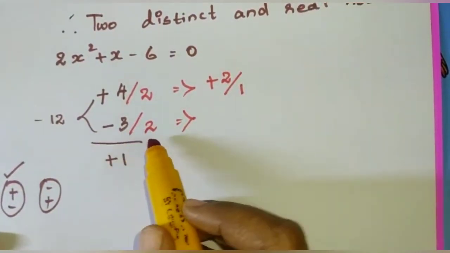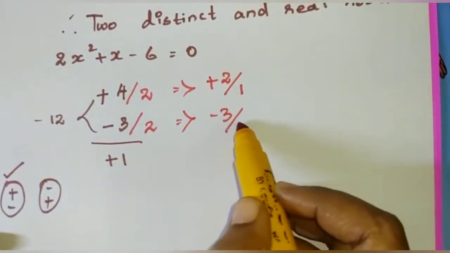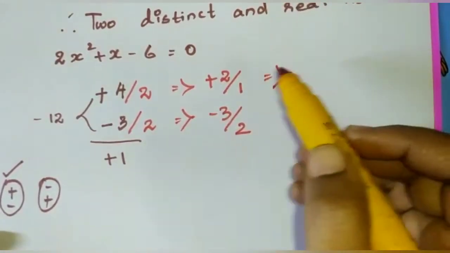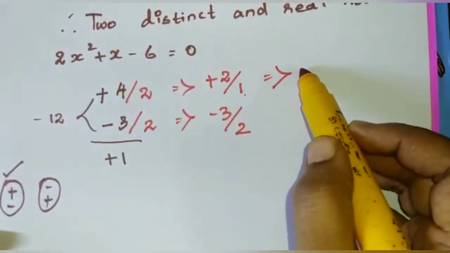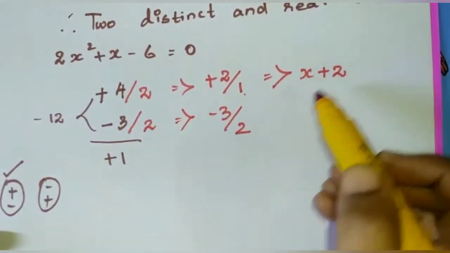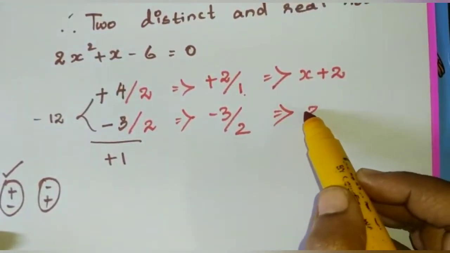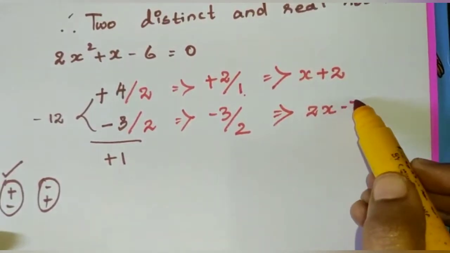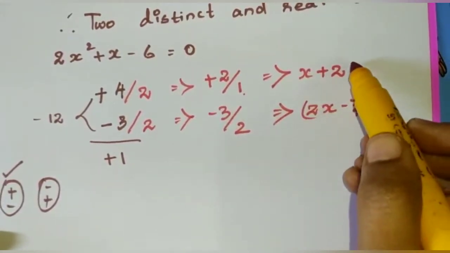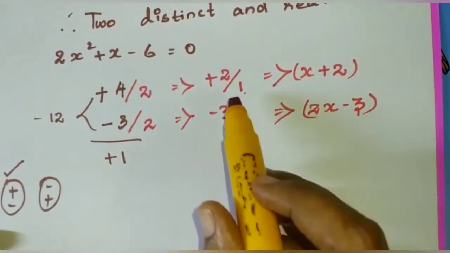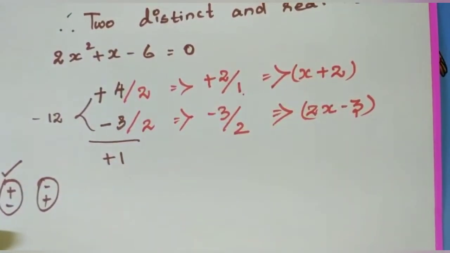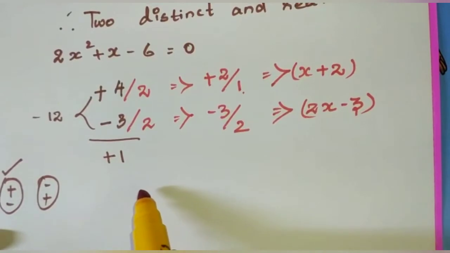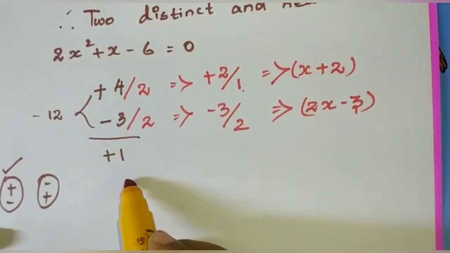We can cancel this one, so write as it is. Now tell me the answer. What variable do we have here? X. So x plus 2, 2x minus 3. x plus 2 and 2x minus 3. So we factorized the quadratic equation.